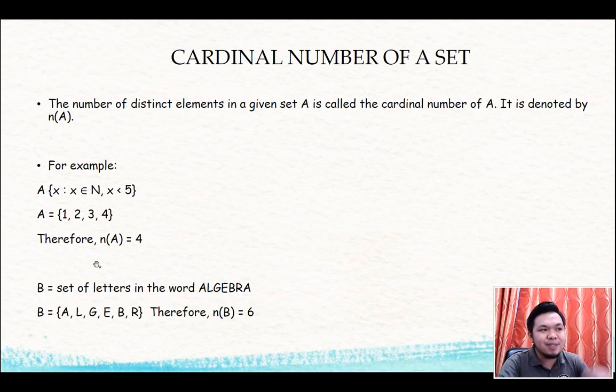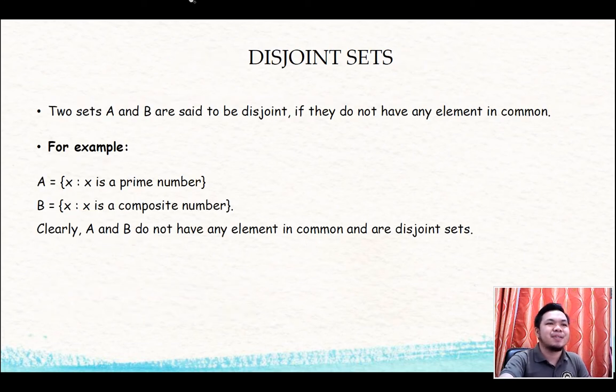6. So, balik tayo dito sa isa kanina. So, 1, 2, 3, 4. Ilan ang kanyang cardinal number? 4. Now, let's go with disjoint sets.